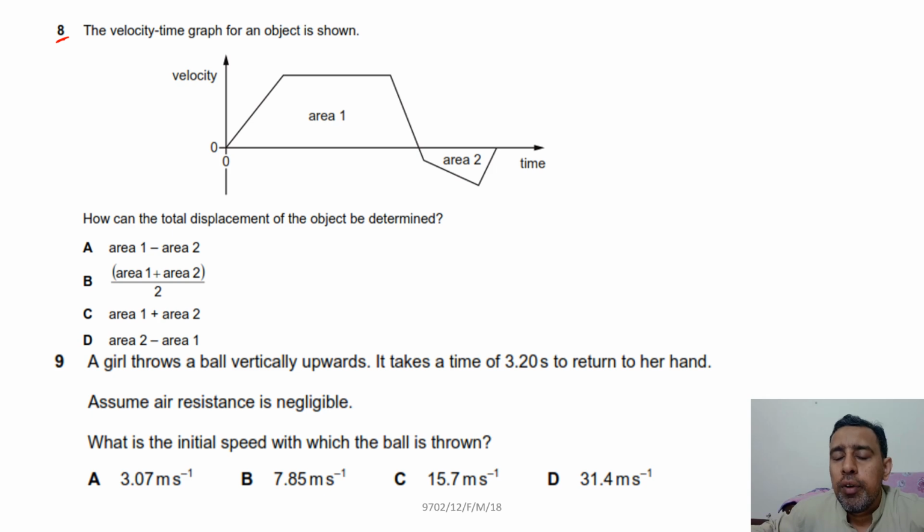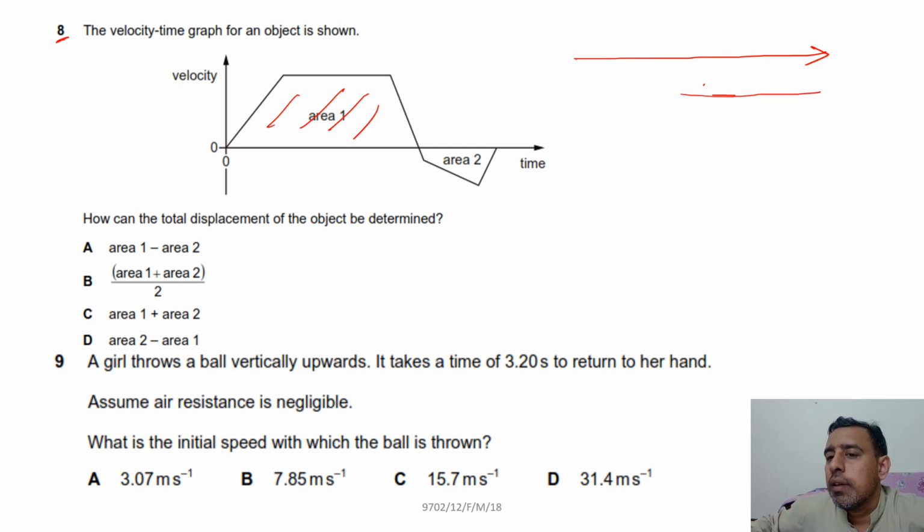Question number 8. When you have the velocity time graph and part of the graph is below the horizontal axis, it means we are talking about the displacement because the direction is reversed. So this area gives you some displacement, meaning the body is moving in this way, and over here the body is moving backward in this way. Let me clear this line and we'll draw it again. So it is coming back, you can say, in this way.